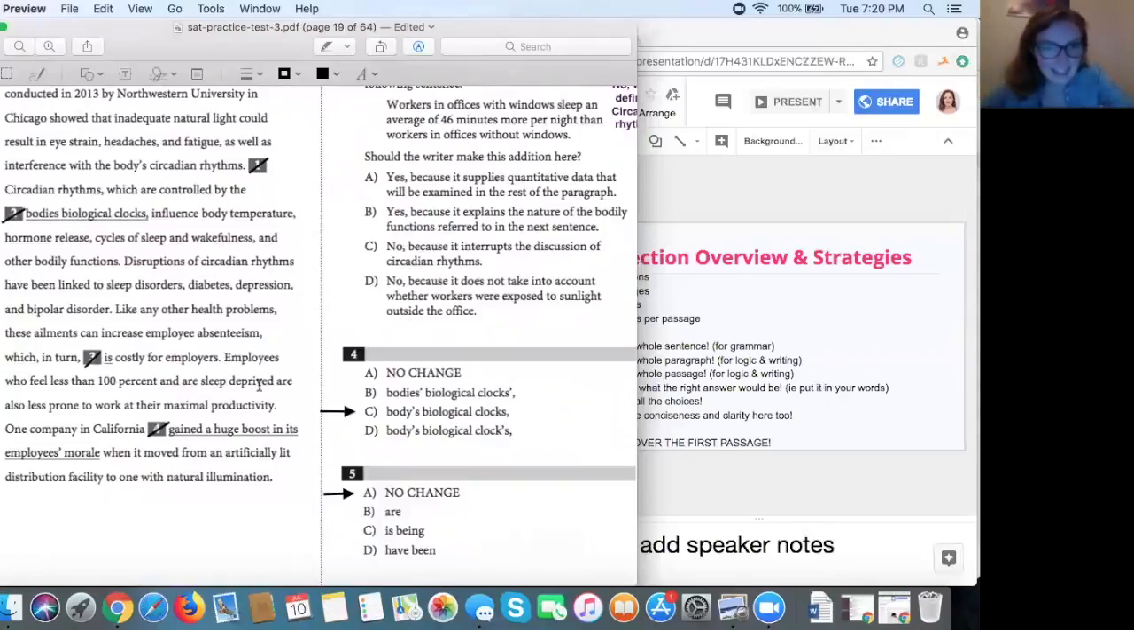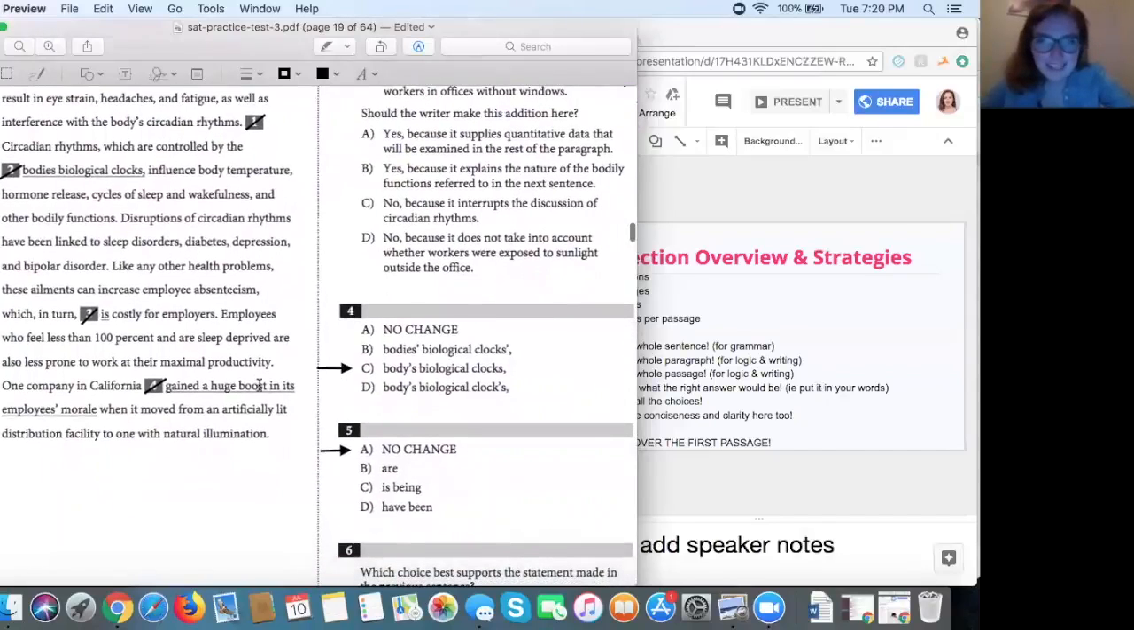Otherwise, I can just keep rolling along. Like any other health problems, these ailments can increase employee absenteeism, which in turn is costly for employers. I think that your students are going to get tripped up on this kind of thing because they will think that the problems are costly for employers, but can increase employee absenteeism, which in turn is costly for employers.